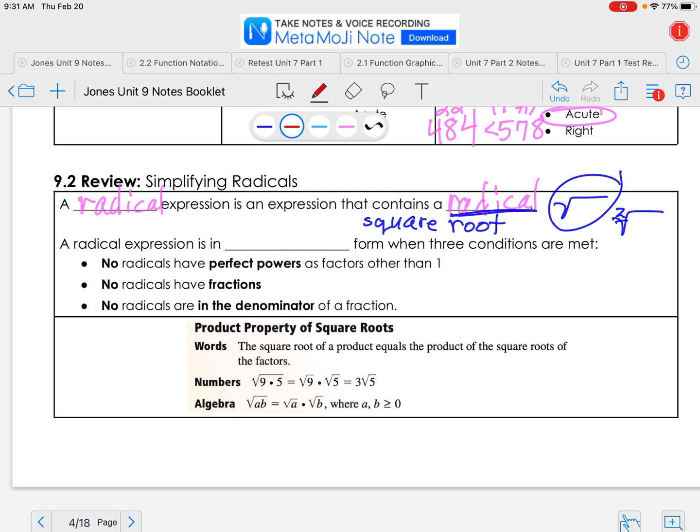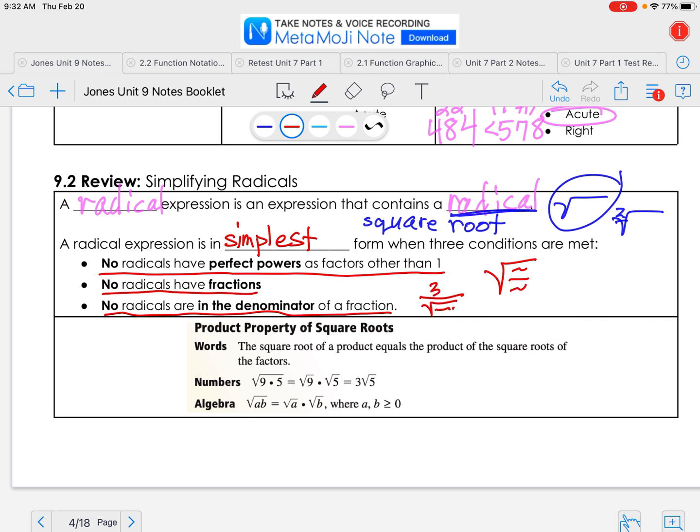A radical expression is in simplest form. That's what we want, simplest form, when 3 conditions are met. First, no radicals have perfect powers as factors. We'll talk about that in a moment. No radicals have fractions. That means you can't have a fraction under a radical. No radicals are in the denominator. So you can't have a number here and a radical here. So these are the things that we need to make sure of.